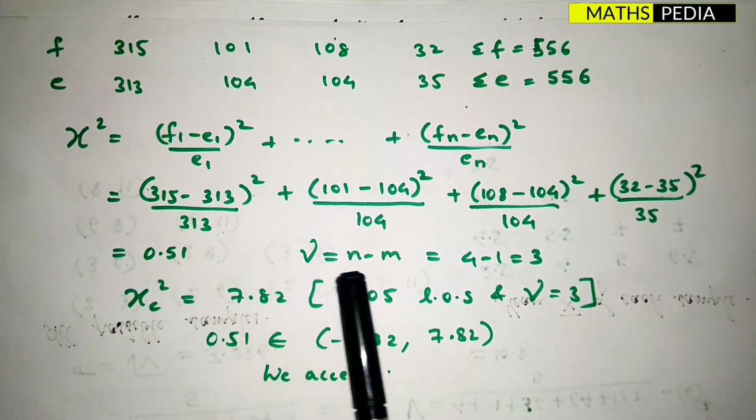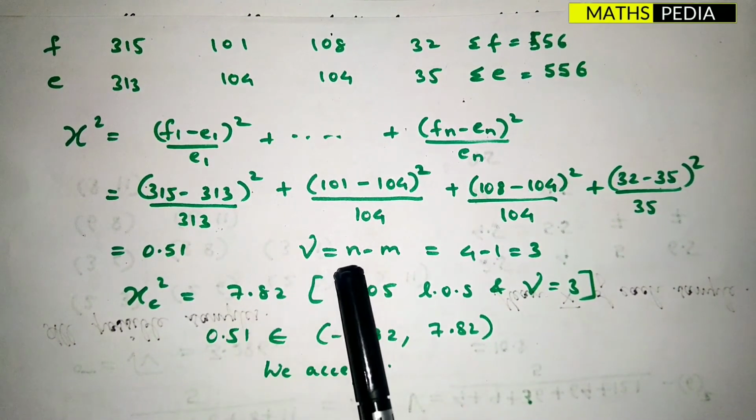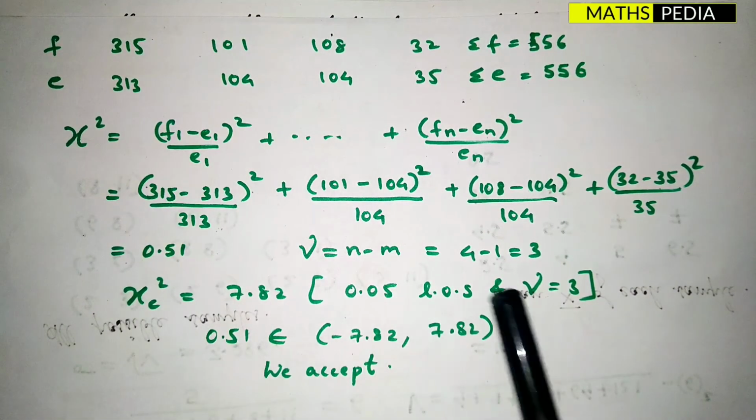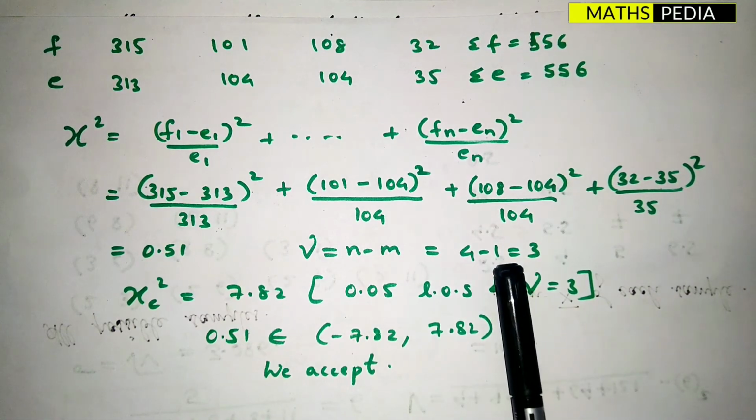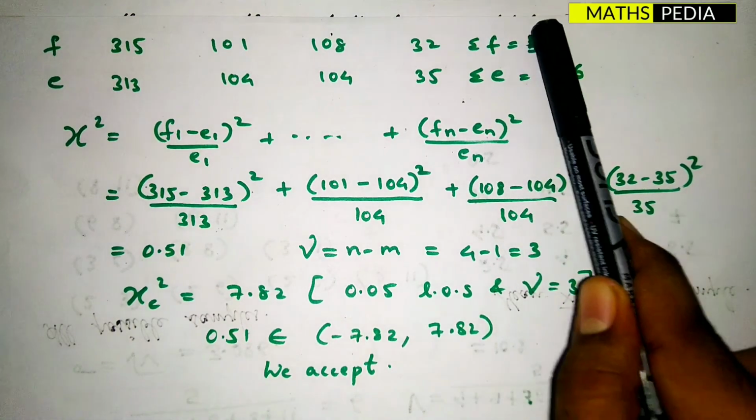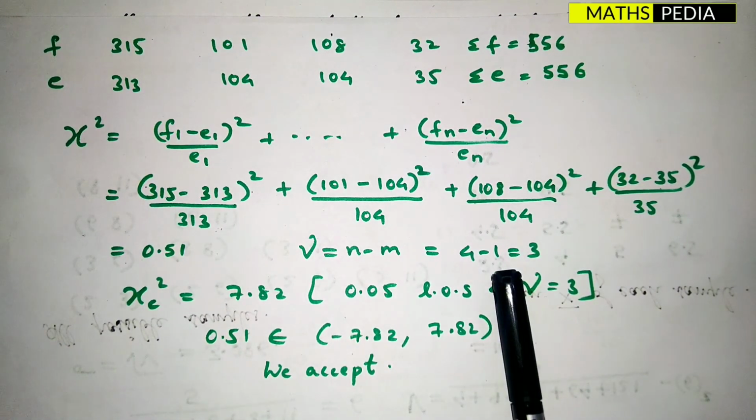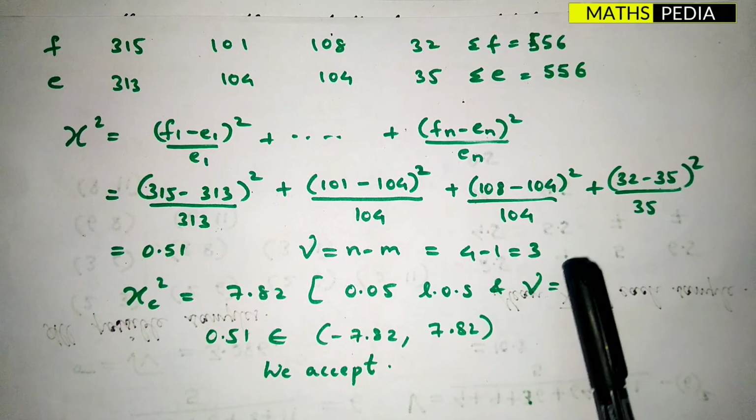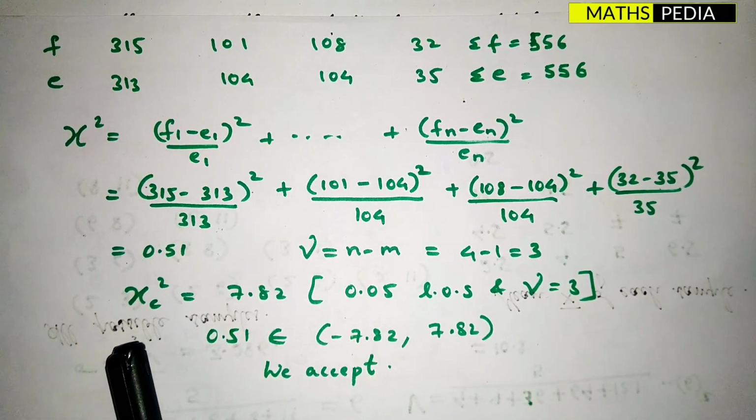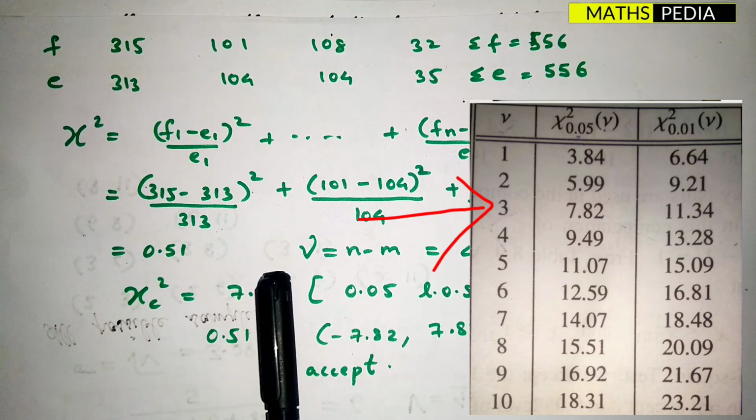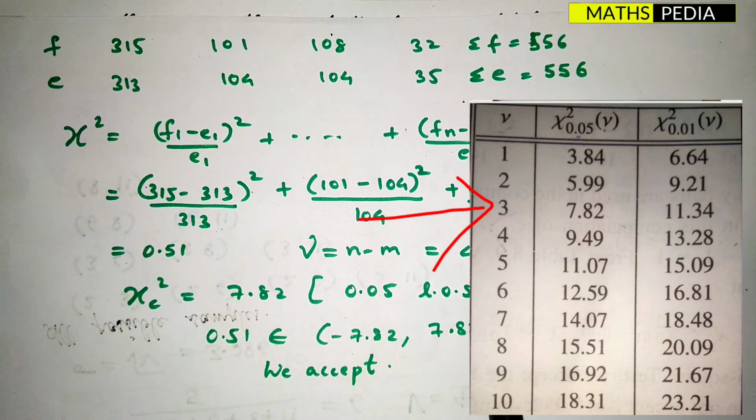Now we have to see the degree of freedom, which is nothing but n minus m. N is the number of frequency pairs. Here you can see 4, and m is 1, since we have not used any other quantities, only this quantity, that is summation of f is equal to summation of e. So 4 minus 1 is equal to 3. Now the chi-square c critical value we have to find from the table at 0.05 level of significance and degree of freedom 3. So you can see over here in the table, the value will be 7.82.